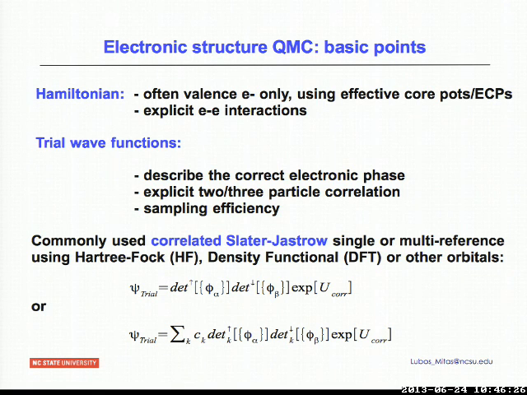So the most commonly used form in this field is correlated Slater or Jastrow, either in single configuration or multi-reference. And this is built up on, say, Hartree-Fock one-particle states, density functional one-particle states, or even more elaborated one-particle states. For example, you can take natural orbitals from some configuration expansion. So this is with the single reference, and this is with multi-references.